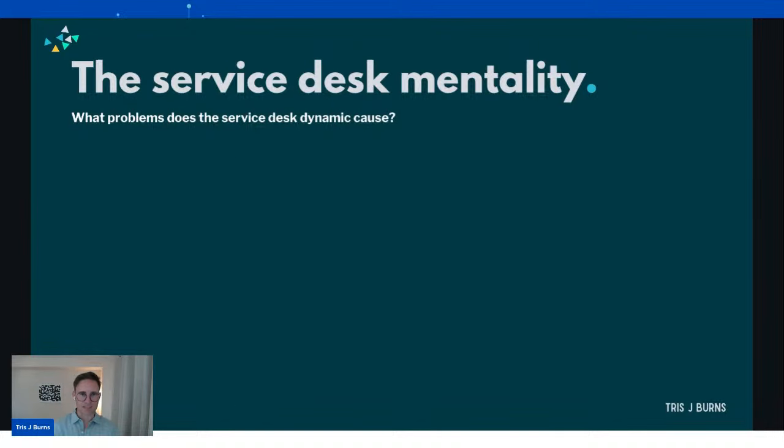So what problems does this service desk dynamic actually cause? Yeah, sure, Tristan, a lot of businesses work that way, but what are the problems? What's the reason you don't like this? Well, for one thing, organizations who treat their data team as a service desk often send them what I call prescriptive solutions. Now, a prescriptive solution is whereby the requester of information tells you exactly what they need. They say, I need exactly this data from exactly these dates, these accounts, and so on. And you just get told what to create.